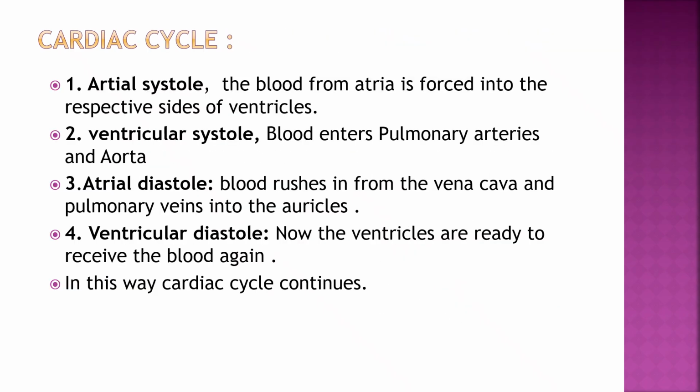Cardiac cycle: there are four steps or stages in that. First is atrial systole. When the atrium contracts, it pushes its blood to the ventricles. Then the ventricle contracts and pushes its blood to the aorta and pulmonary arteries. The blood from the aorta is supplied all over the body, and the pulmonary artery blood goes to the lungs for oxygenation.